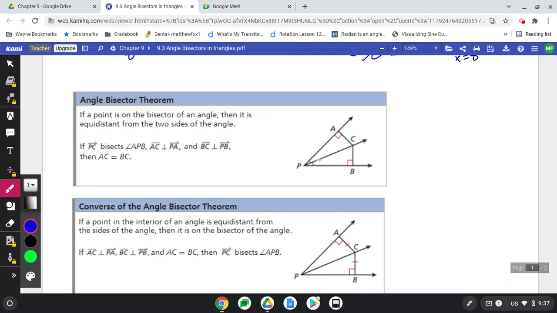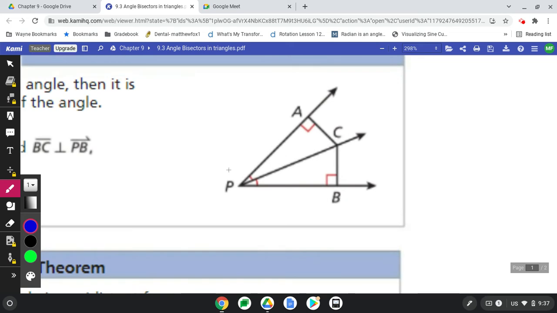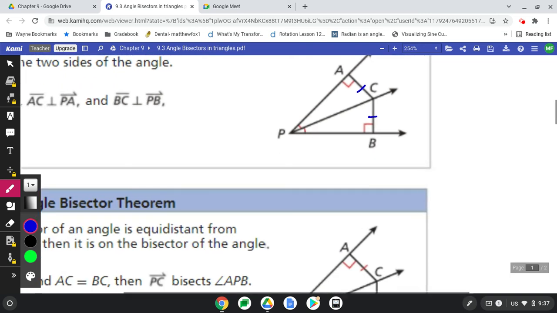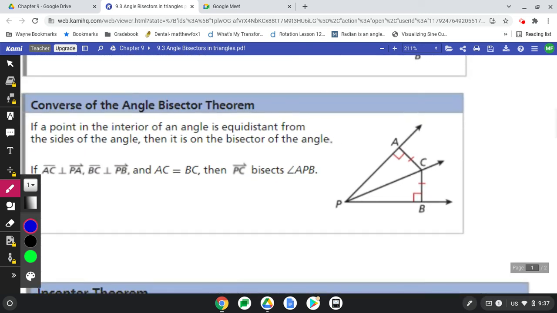So if we look here, what we're saying is PC is our bisector because you see it's kind of hard to tell, but there's an arc on each side. These two angles are the same, which means this point C is equidistant from both sides. So CA and CB would be the same. I could put these marks here. Okay, likewise, the converse of this, if instead we see that CA and CB are marked, if they are equidistant, then we know that APB is bisected by PC, which means that these two angles are the same.